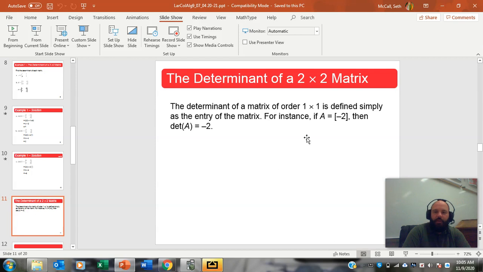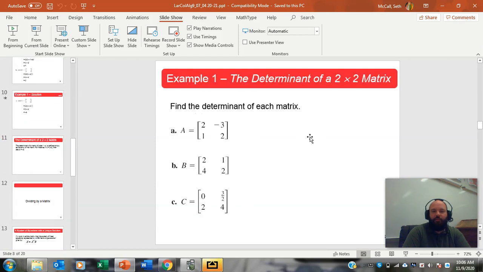Now the determinant of a matrix that is just a 1 by 1 is simply the number itself. So in this case, this is a 1 by 1, and the only element within that matrix is -2. So the determinant of that matrix would also be -2.